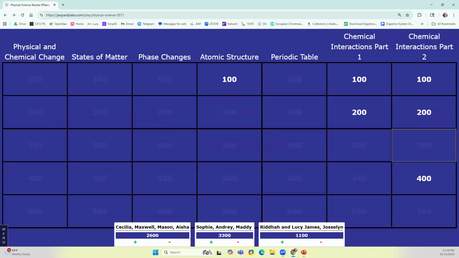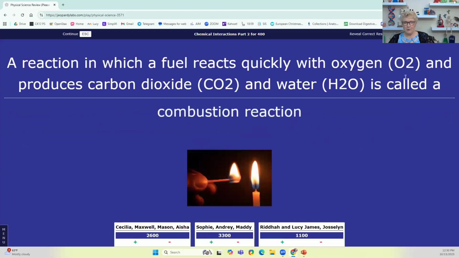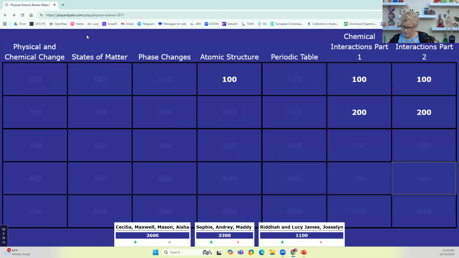Chemical interactions, part 2 for 400. A reaction in which a fuel reacts quickly with oxygen and produces carbon dioxide and water is called a what? What's it called? 5, 4, 3, 2, 1. It is called a combustion reaction. You have your fuel, in this case it's the candle and the wick. You have oxygen from the atmosphere. Carbon dioxide and water are both coming off of that flame. All right, now we go back up to Aisha.